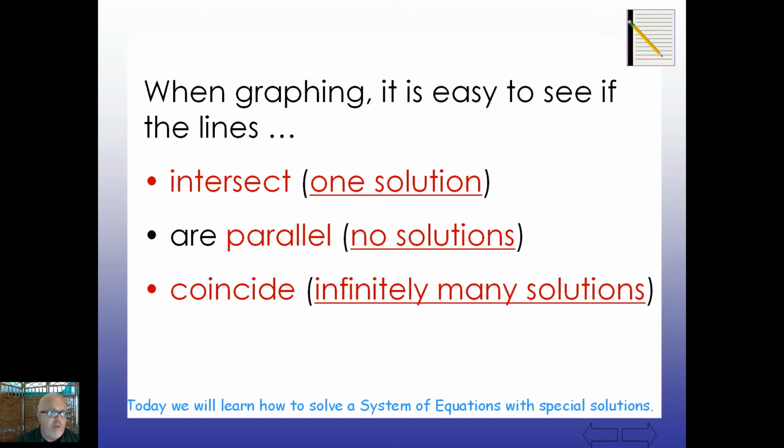So what's in red here is going to be important, so please add this to your notebook. When graphing, it's easy to see: if the lines intersect, that's one solution. If they're parallel, no solutions. Or if they coincide, coincide means they have infinitely many solutions. You can pick any ordered pair you want on that line, and it'll cover both equations, obviously, because the equations are identical.